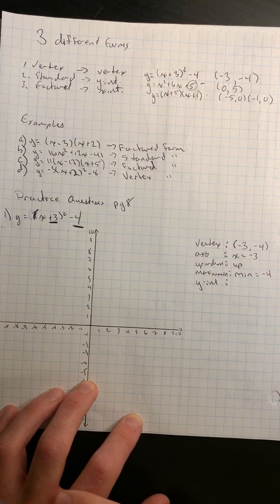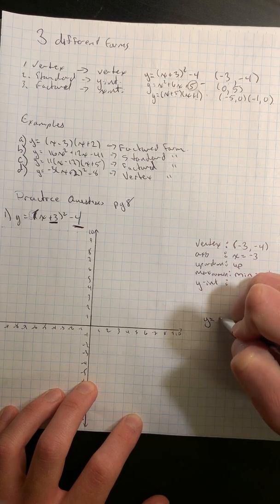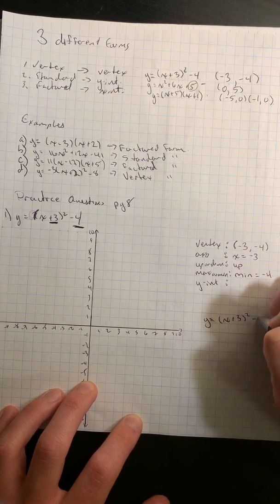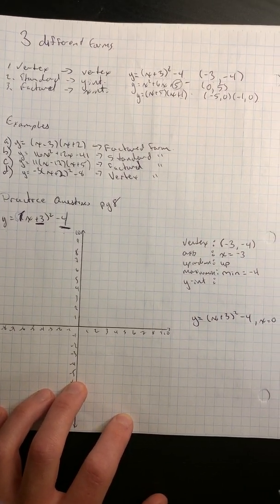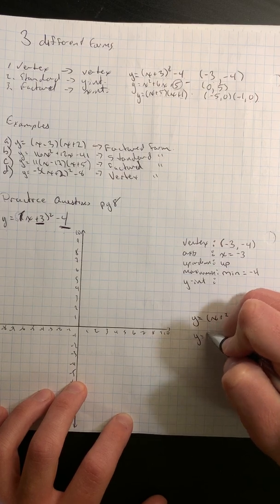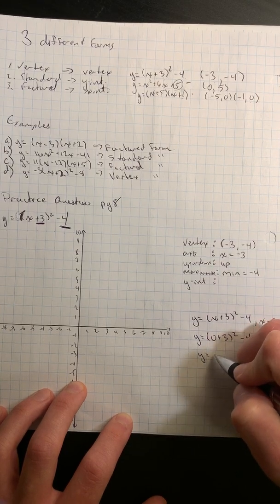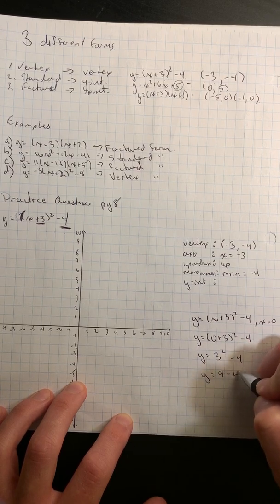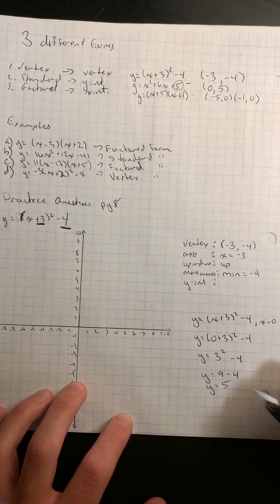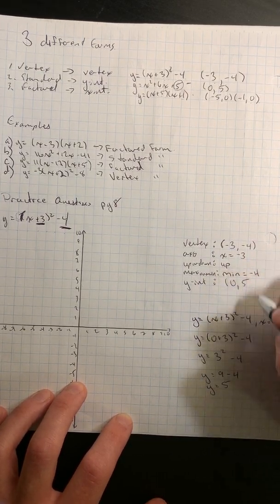Okay? And the y-intercept, well, we know how to solve for that. What we'll do is we'll just plug in 0 as x and we'll solve. So we'll say y equals x plus 3 squared minus 4, x equals 0. So y equals 0 plus 3 squared minus 4. Y equals 3 squared minus 4. Y equals 9 minus 4. Y equals 5. And that means our y-intercept is going to be 0, 5.